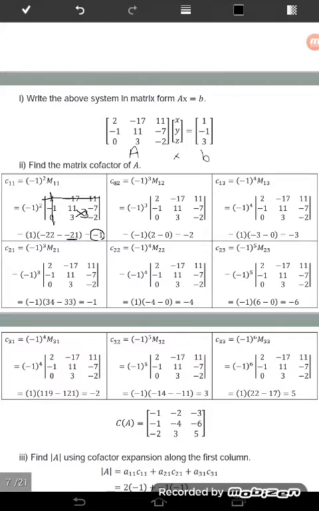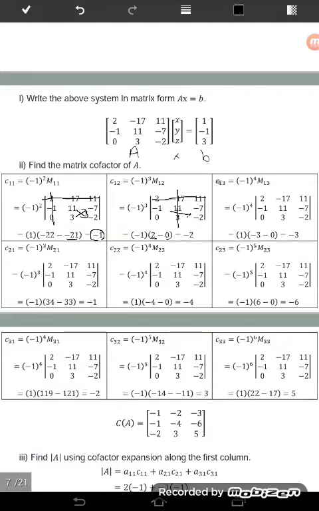Here also same, C12, cofactor of row 1 column 2. So negative 1 power of 3 because 1 plus 2. And then minor of 1, 2. So we close row number 1 and column number 2. So we calculate the determinant, which is negative 1 times negative 2, here 2, and 0 times negative 7 is 0. So 2 minus 0. And then times negative 1, which is negative 2.